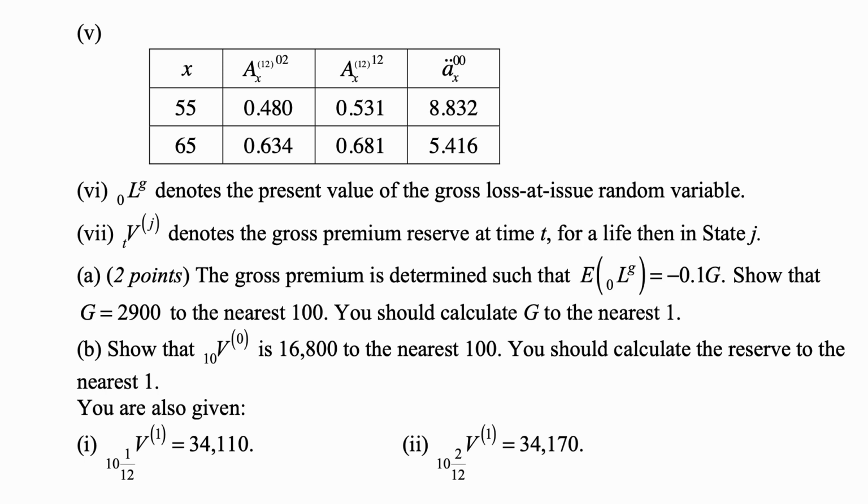Part B, show that the reserve for state 0 at time 10 is 16,800 to the nearest 100. You should calculate the reserve to the nearest 1. Then you are also given that the reserve at time 10 and 1/12, so 1 month after time 10, for state 1 is 34,110, and the reserve at time 10 and 2/12, so 2 months after time 10, for being in state 1 is 34,170.